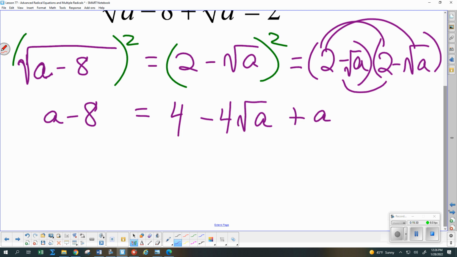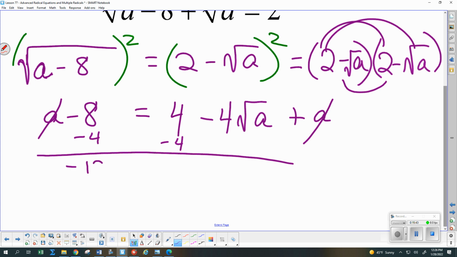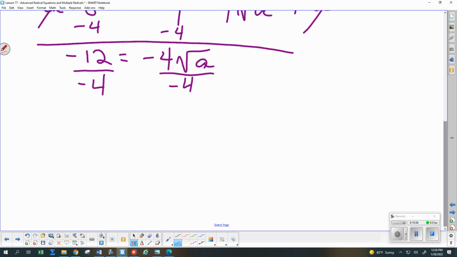Now I need to combine like terms so I can get rid of the remaining square root. Subtract a from both sides and those go away. Let's subtract 4 from both sides. And we have minus 12 is minus 4 root a, I believe. So if I want root a by itself, divide both sides by negative 4. Allie, what is root a going to be then? So root a is 3.